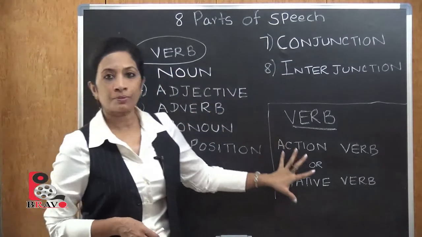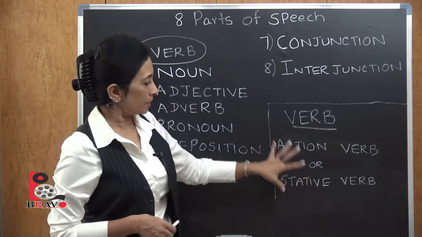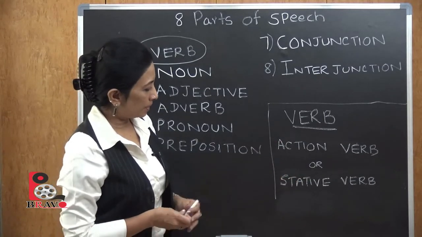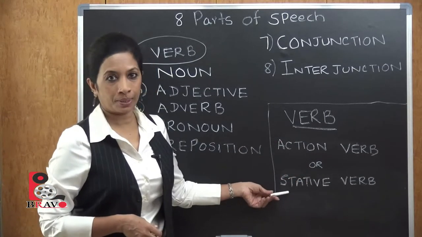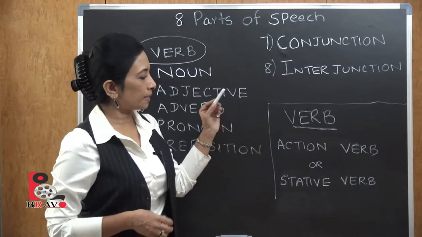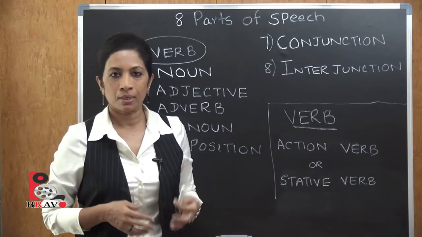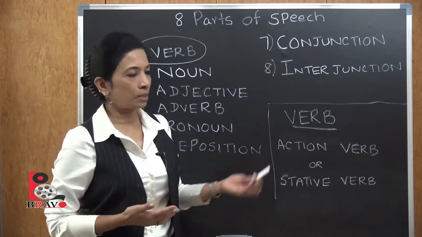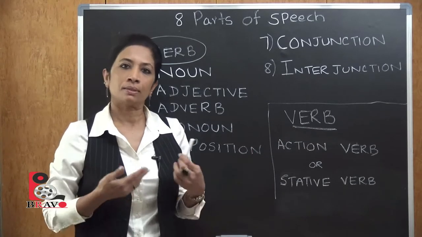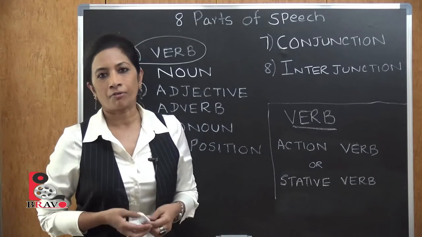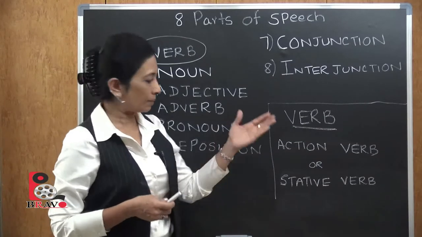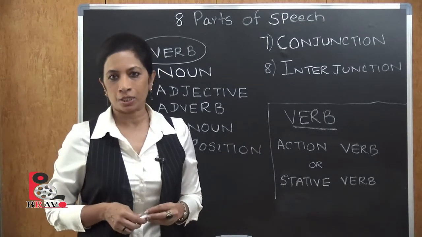There are 2 types of verbs that we commonly use. First one is action verb. The second one is stative verb. An action verb represents an action: coming, sitting, walk, go, dance, skip, making a cup of coffee, turning your head, like what I'm doing now. So these are all called the action verbs.